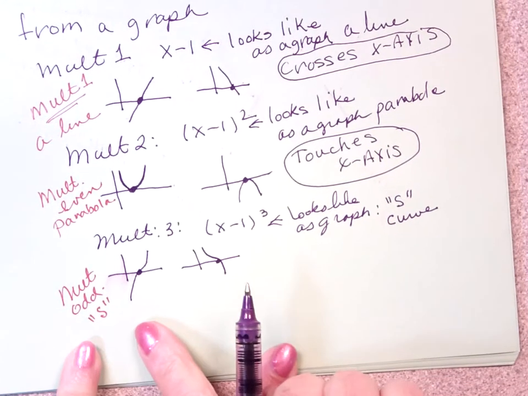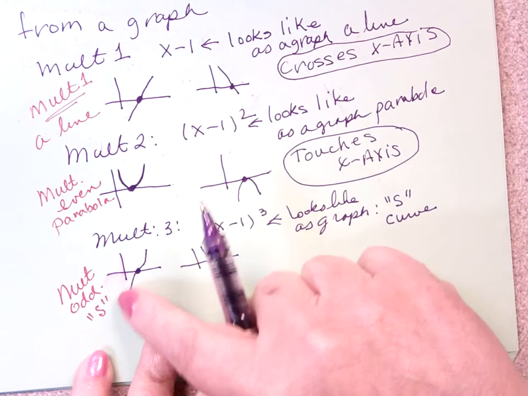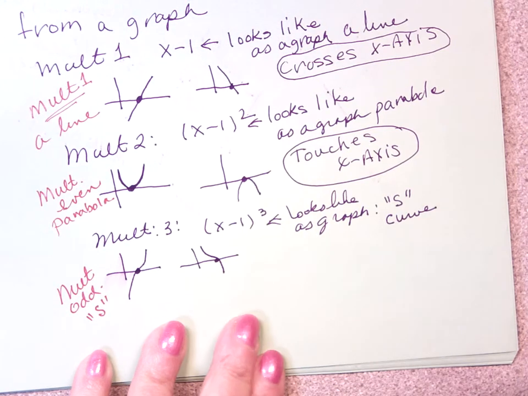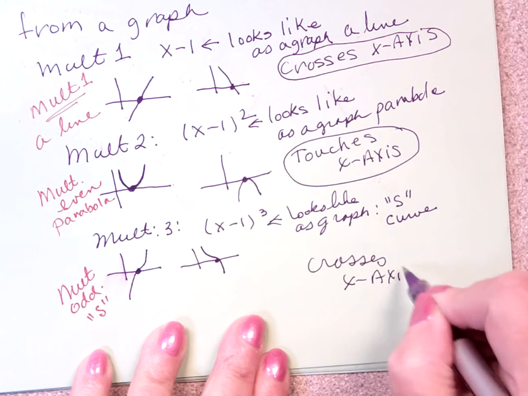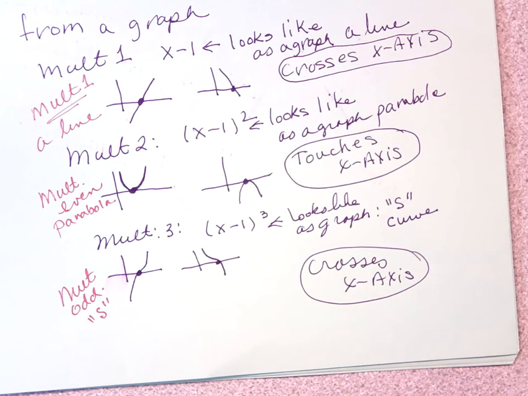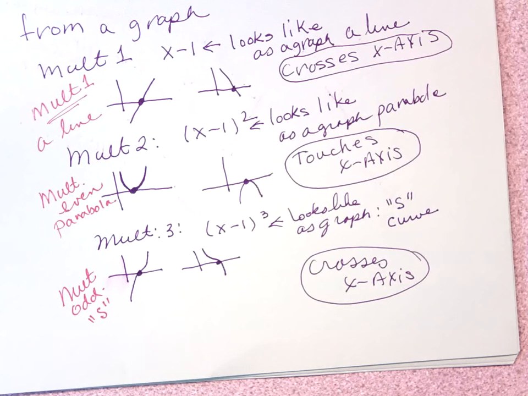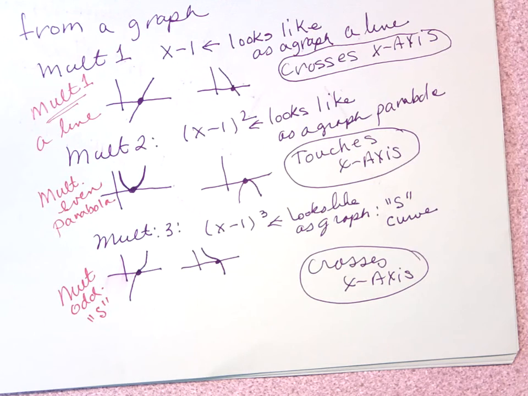And if it's multiplicity 3, 5, 7, 9, it looks like an S-curve, but you notice that it also crosses the x-axis. So what it's telling me is that multiplicity odd, 1, 3, 5, 7, 9, etc., the graph will cross the x-axis. If it's multiplicity even, 2, 4, 6, 8, the graph looks like a parabola at that zero, and it touches the x-axis. Now that is exceedingly important to us when it comes to 3.6.